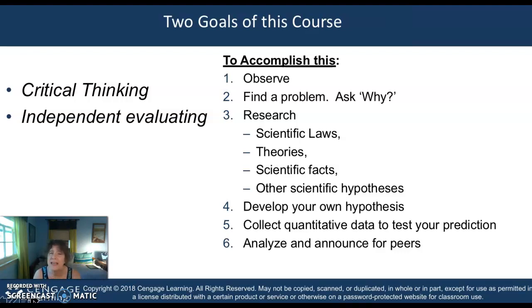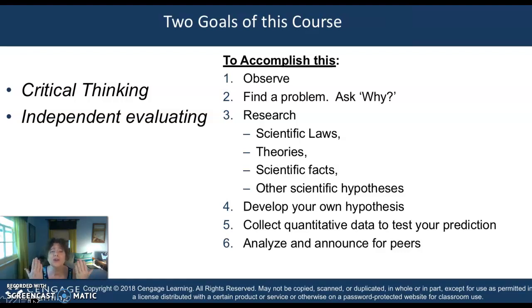The research is the next step. And in doing the research, you really can focus your work by looking into scientific laws and theories that are already in place and looking at scientific facts which support the theories, and we'll get into what the difference between laws and theories are, and looking into other scientific hypotheses from other groups that have looked into problems that are similar to the one that you found. This helps to focus your work and save you time and effort.